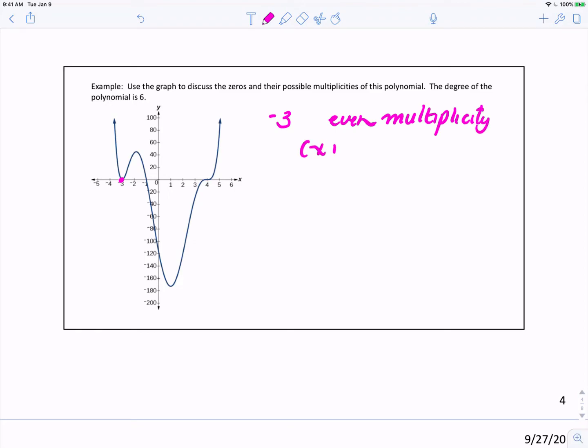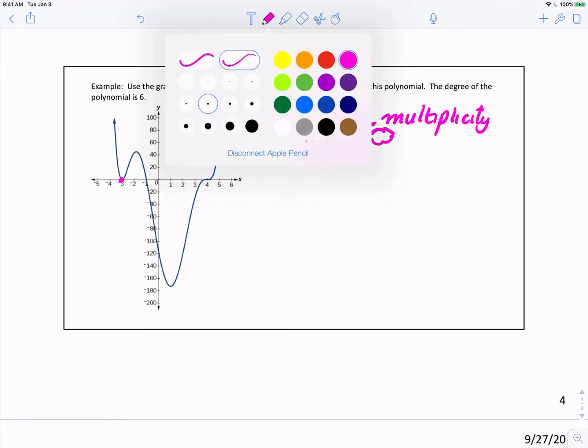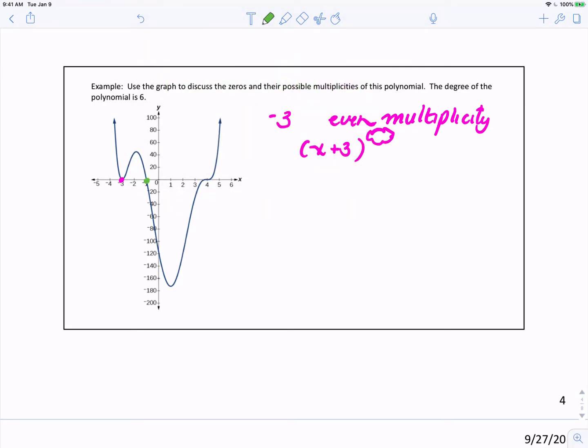So x + 3 is going to be a factor, and it's going to have a power that's going to be an even number. Now let's see, does it bounce anywhere else? No, it doesn't bounce anywhere else. Let's take a look at the next root that we come across. The next root we come across is right here at -1. At -1, it simply crosses the axis. So x + 1 is going to be a factor, and it's just going to be a single factor, multiplicity 1, because it just simply crosses the axis there.